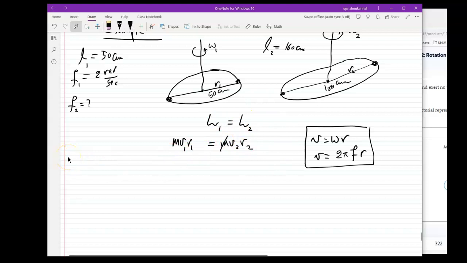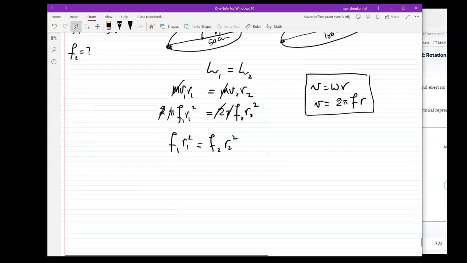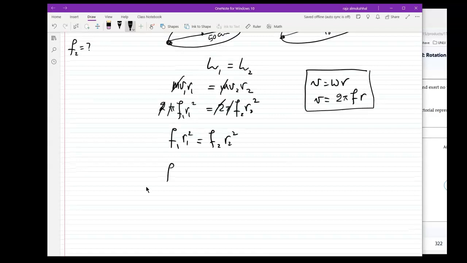The masses cancel out, so I end up with 2 pi F1 R1 squared. Remember, I have R1 here and another R1 here, so that's R1 squared, equals 2 pi F2 R2 squared. The 2 pi's cancel out. I end up with this interesting expression. And as you can see, I'm almost done with the problem. He's asking for F2. Well, F2 is basically R1 over R2, squared, times F1, right? And just plug them in.